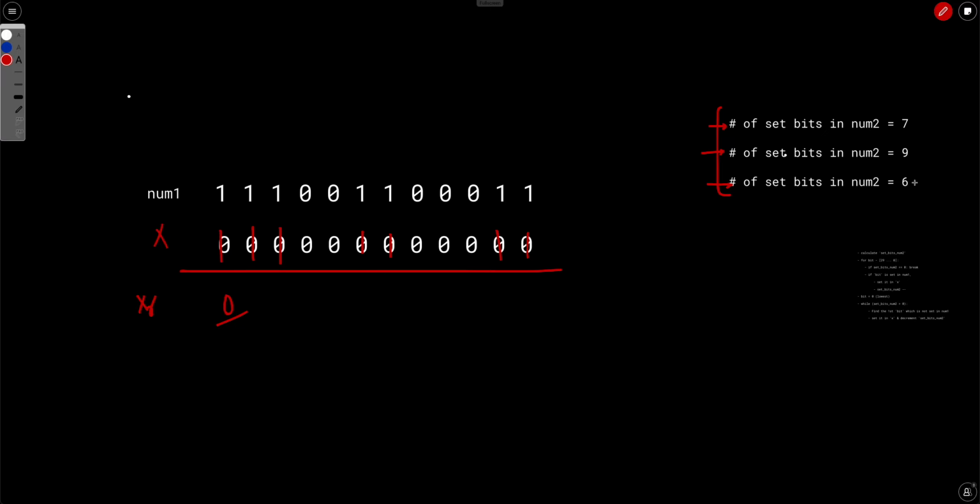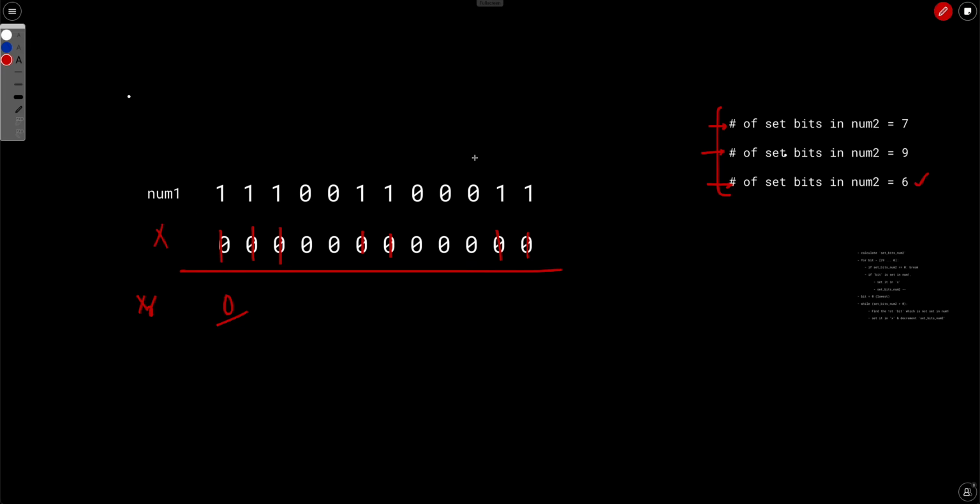Now let's talk about this third case first, where the number of set bits is less than the number of set bits in num1. So in this case, first of all, you would not want to put 1 wherever there is 0 in num1. Why? Because it would increase your answer. It will contribute a bit set at this position, which will increase your contribution to the XOR. You don't want that. You want XOR to be minimum possible. So you would not want to set any bit which is 0 in the original num1.